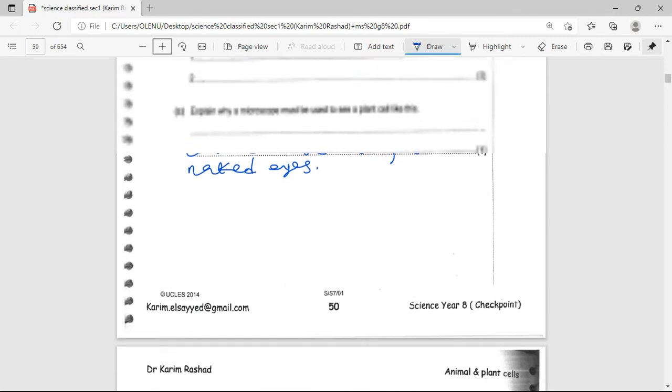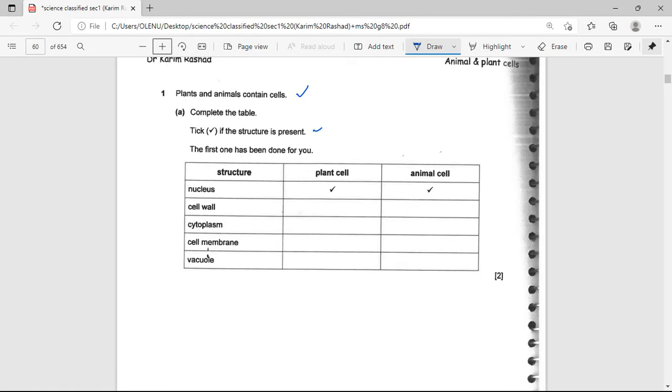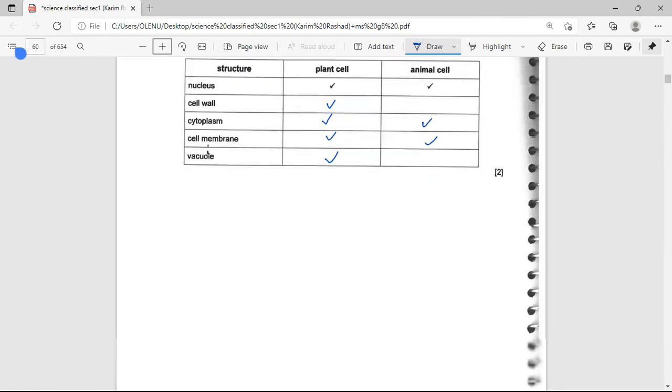Next question is, okay, so plant and animal contain cells. Complete the table. Tick if the structure is present. And the first one has been done for you. So simple. Nucleus is present in both plant and animal cells. Cell wall is present in plant cell but absent in animal cell. Cytoplasm is present in plant cell and also present in animal cell. Cell membrane is present in a plant cell, and is also present in animal cell. Vacuole is present in plant cell, then absent in animal cell.